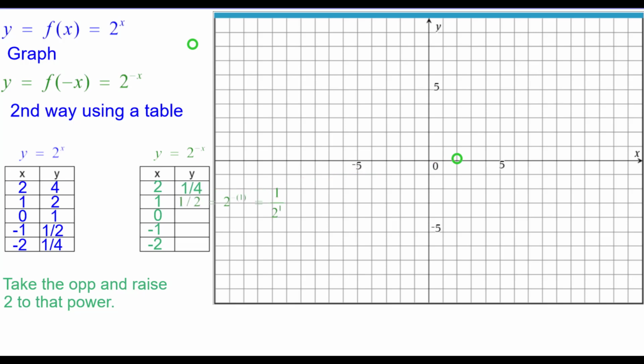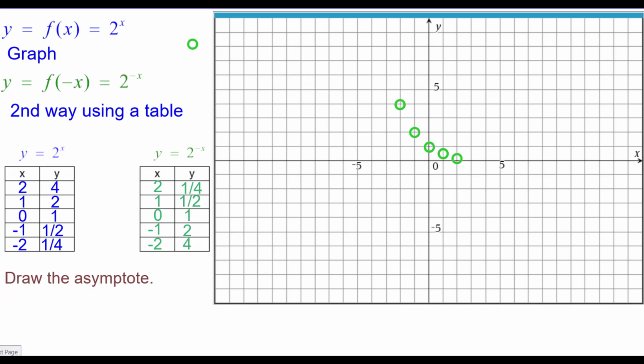Take the opposite of 1, which is negative 1, and raise 2 to that power. 2 to the negative 1 is 1 over 2 to the positive 1, which is a half, so 1 comma a half. 2 to the 0 is 1, so 1 over 1 is 1: 0 comma 1. The opposite of negative 1 is positive 1, so that's 2: negative 1 comma 2. And the opposite of negative 2 is positive 2. 2 squared then is 4: negative 2 comma 4.